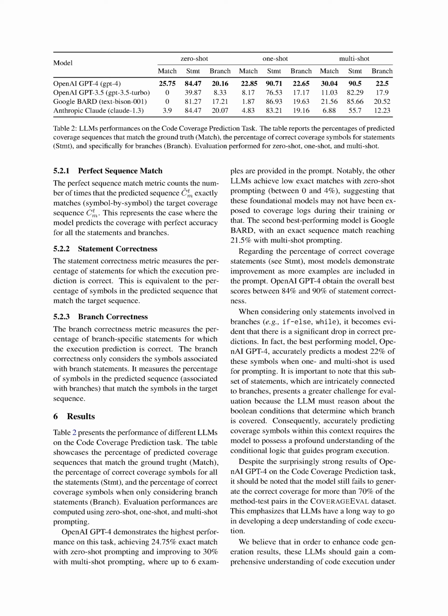The results show that OpenAI GPT-4 performs the best on the code coverage prediction task, achieving up to 30% exact match with multi-shot prompting, but still fails to generate the correct coverage for more than 70% of the method test pairs in the dataset, indicating the need for further improvement in understanding code execution.